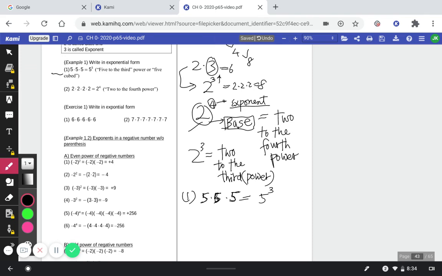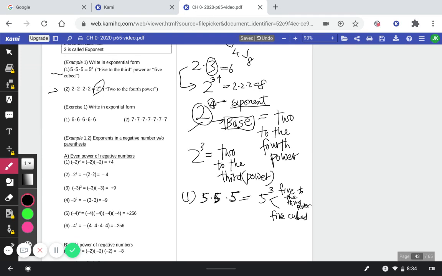you call this 5 to the third power, or sometimes we call it 5 cubed. You can say it either way, 5 cubed or 5 to the third power. Then how about number 2? You have 2 times 2 times 2 times 2. Then you express it as 2 to the fourth, and say 2 to the fourth power. Does everybody understand that?